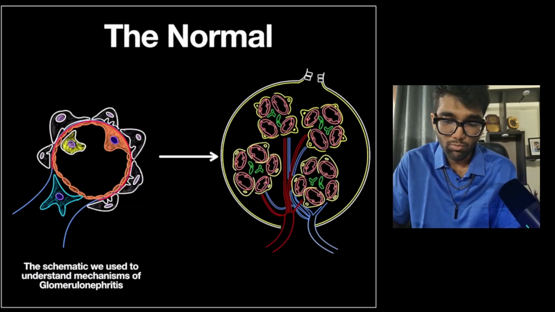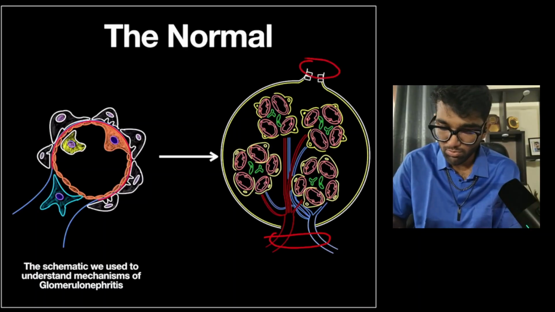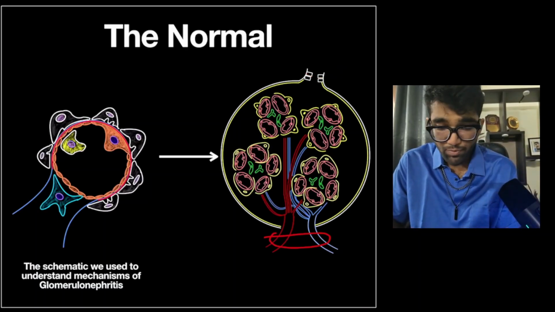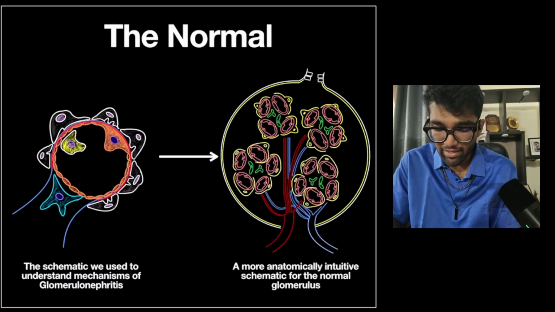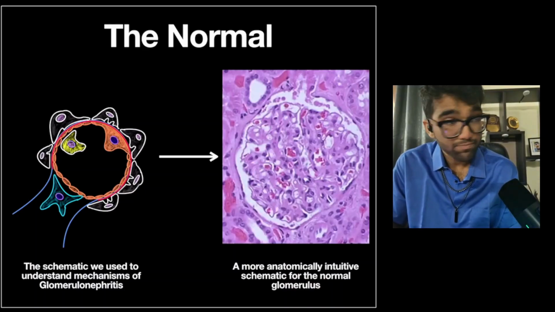So we see a glomerulus with its vascular pole here, then the proximal convoluted tubule coming out from the other side, and four glomerular tufts. Now, this is a more anatomically accurate schematic of what we see under the microscope. However, this is what the real glomerulus looks like under the microscope.